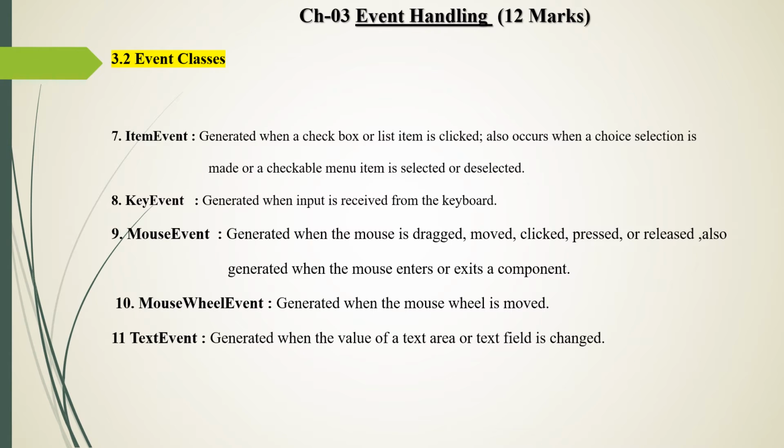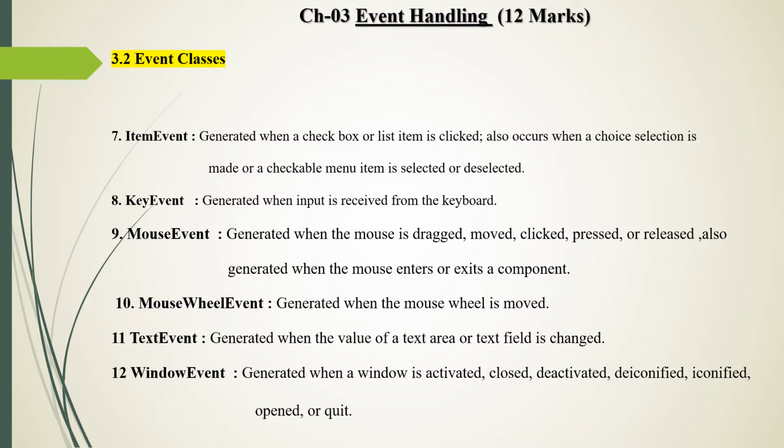Next is regarding text event. The class name is text event, which is generated when the value of a text area or text field is changed. Then last one is window event, which is generated when a window is activated, closed, deactivated, de-iconified, opened, or quit. So these are the 12 types of event class in Java. We study in brief in this chapter all event classes one by one.